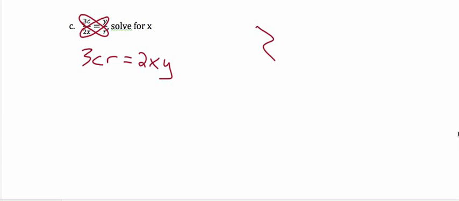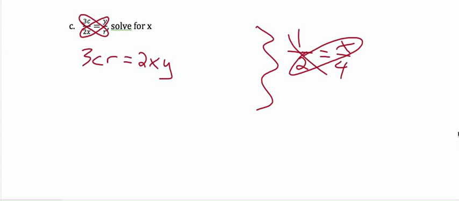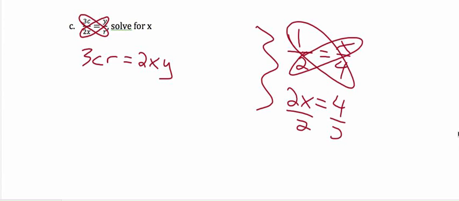As a side note, if we had something like 1/2 equals x over 4, you know that that x is 2, because 2/4 is 1/2. But let's just look. If we do cross products, we get 2 times x equals 1 times 4, which is 4. If we divide by 2, we get our 2.